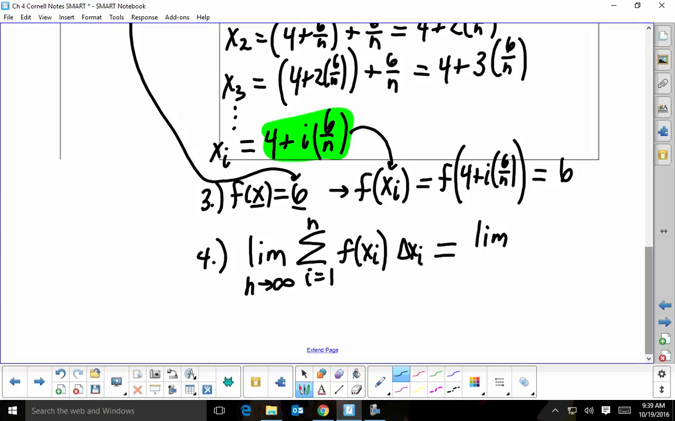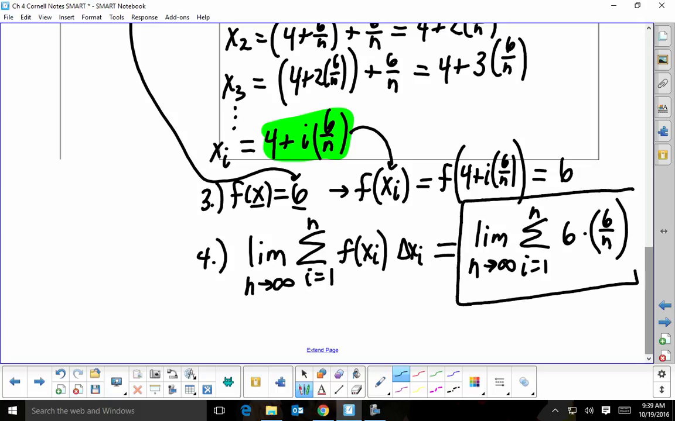So this becomes the limit as n goes to infinity of the sum from I equals 1 to n. And we just found that f of x sub I is going to be 6 times our delta x sub I, which we found was 6 over n. That is our final answer. Okay? So that's the integral written as a related Riemann sum.